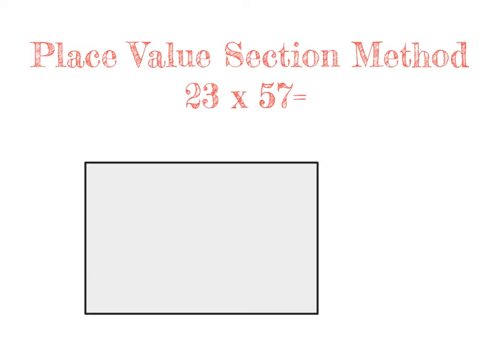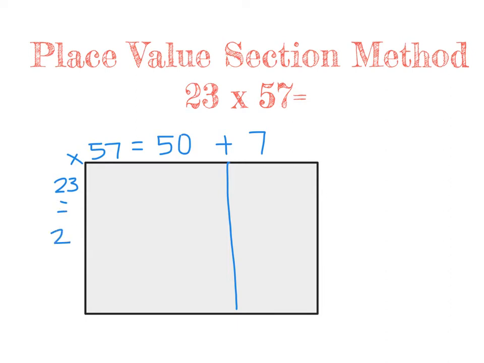My problem here is 23 times 57. So I'm going to write 23 times 57. And now I'm going to put these into their place value. I'm going to expand the number. So I'm going to put 50 plus 7. And where that plus sign is, I remember I draw it to separate my tens and my ones place. And then I'm going to do the same for the 23. 20 plus 3. And I'm going to separate my tens and my ones.